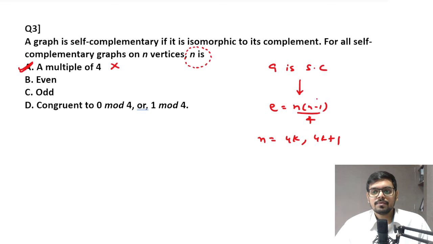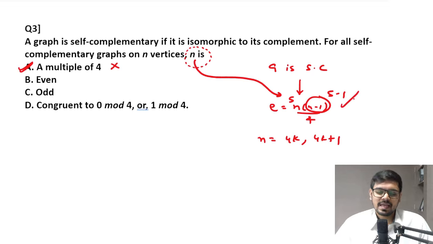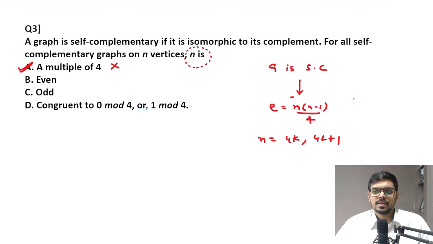So if n is 5, 5 is not divisible by 4, agreed. But 5 minus 1 is divisible by 4. Understood? So n was odd, but it was still divisible by 4. N was not actually a multiple of 4, but still it was divisible by 4 since n minus 1 was divisible by 4. Understood? So here you have to say multiple of 4 is wrong. Even 5 will satisfy the theorem.